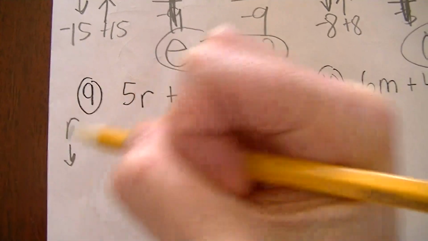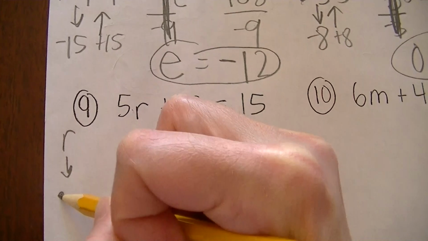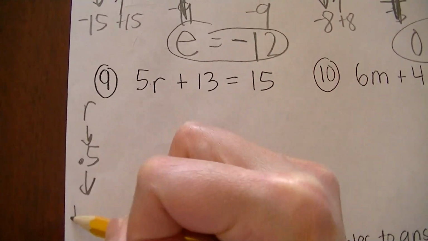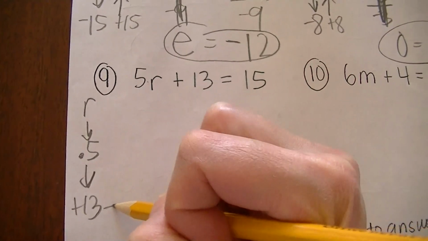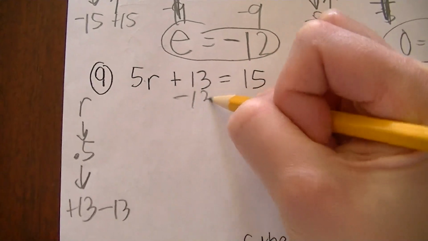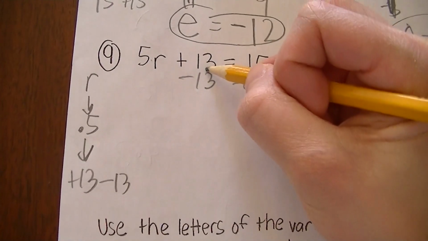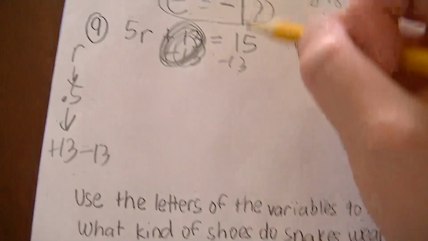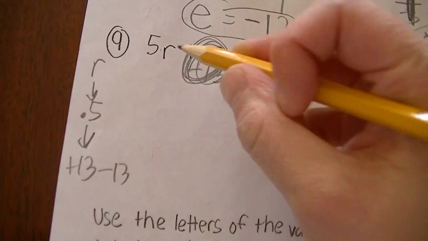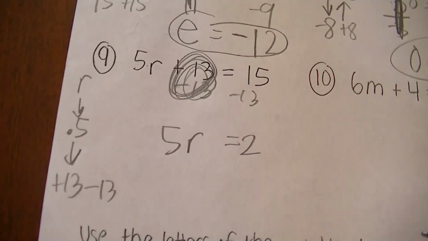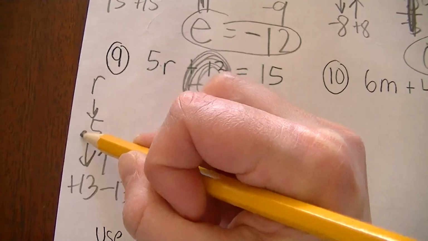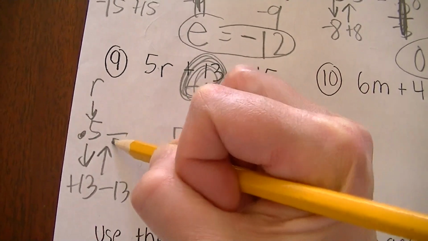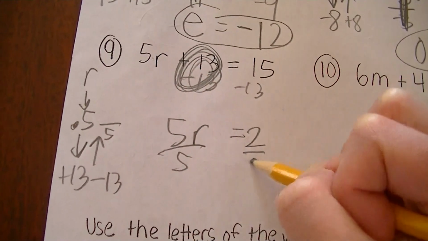They start with R, then they multiplied by 5, then they added 13. So the inverse operation of plus 13 is minus 13. Do it to both sides. 13 minus 13 is 0. 15 minus 13 is 2. Bring down your 5r. Go back up. Opposite of multiply by 5 is to divide by 5. Divide by 5, divide by 5.